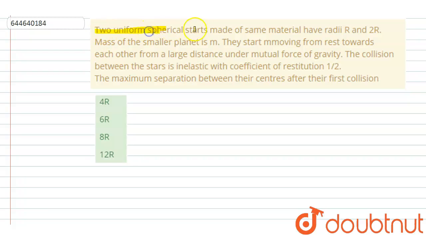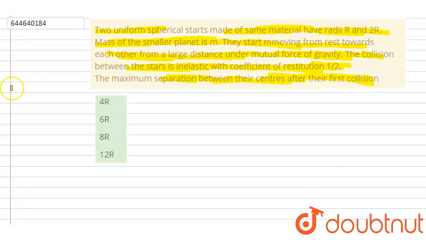Hello everyone. Two uniform spheres made up of the same material have radii r and 2r. The mass of the smaller planet is m. They start moving from rest toward each other from a large distance under mutual gravitational force. The collision between the stars is inelastic and the coefficient of restitution is half. Find the maximum separation between their centers after their collision.